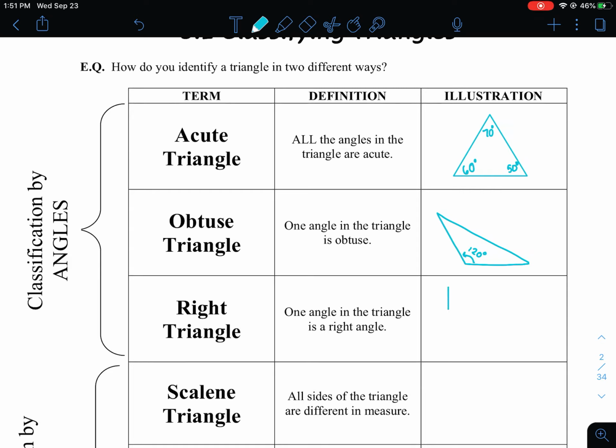The third manner in which we could classify triangles is a right triangle. A right triangle has exactly one right angle. This is where sometimes people get confused: the other two angles will be acute, just the same as the obtuse. So sometimes people say, okay, I see two acute angles, it's an acute triangle. But remember, for an acute triangle, all of the angles have to be acute. So please be careful with that.